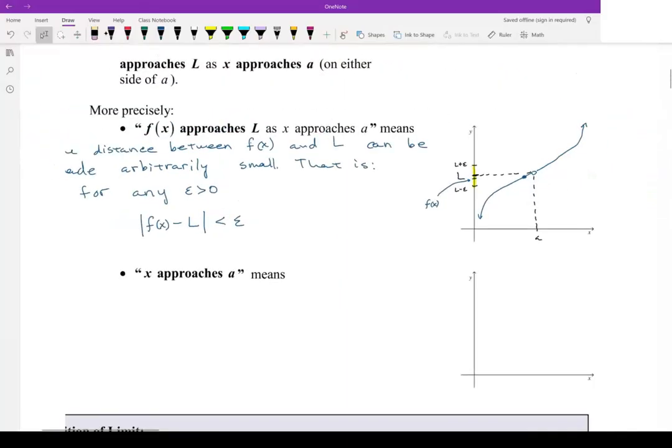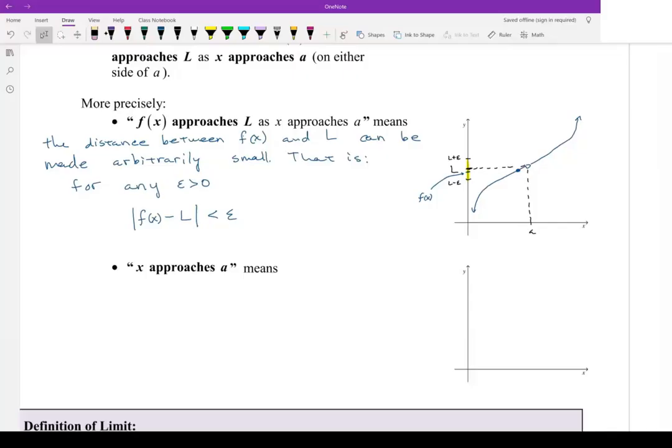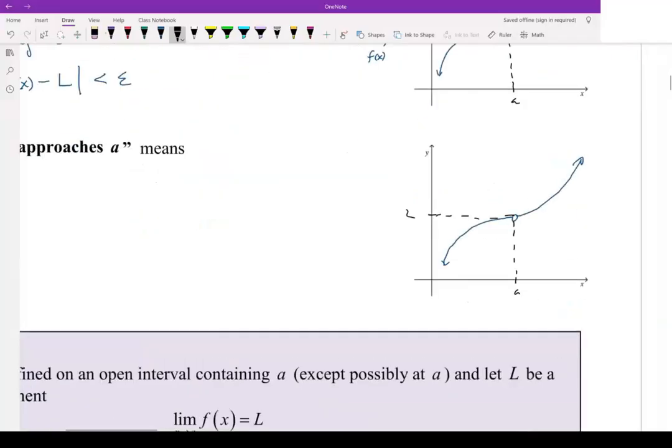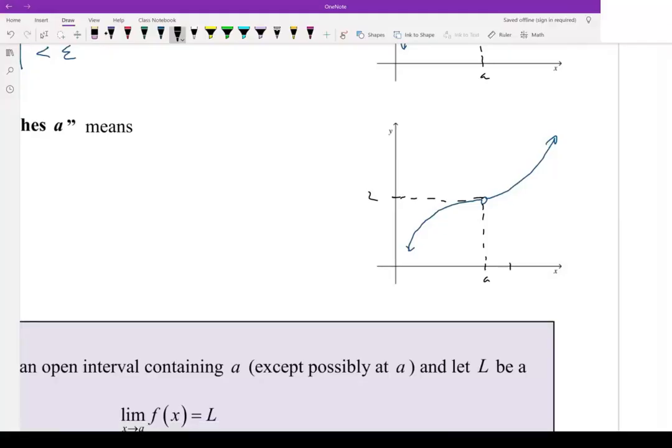I know it's a lot already, but we're going to play the same game now, but we're now going to do it on the horizontal axis. So if I give you the same graph, ish, it's not going to be perfect, and we put A here, and L say right there. This time we're going to get a little what we call delta neighborhood, A plus delta, A minus delta.